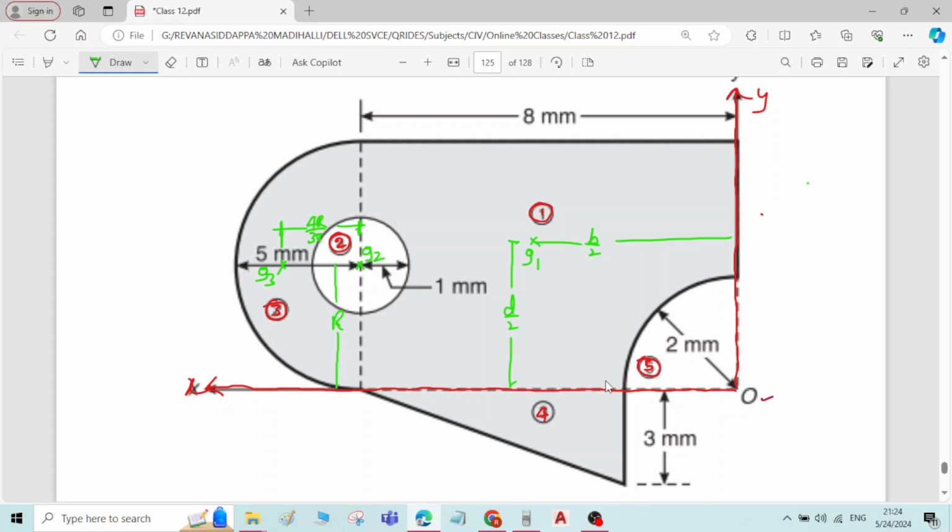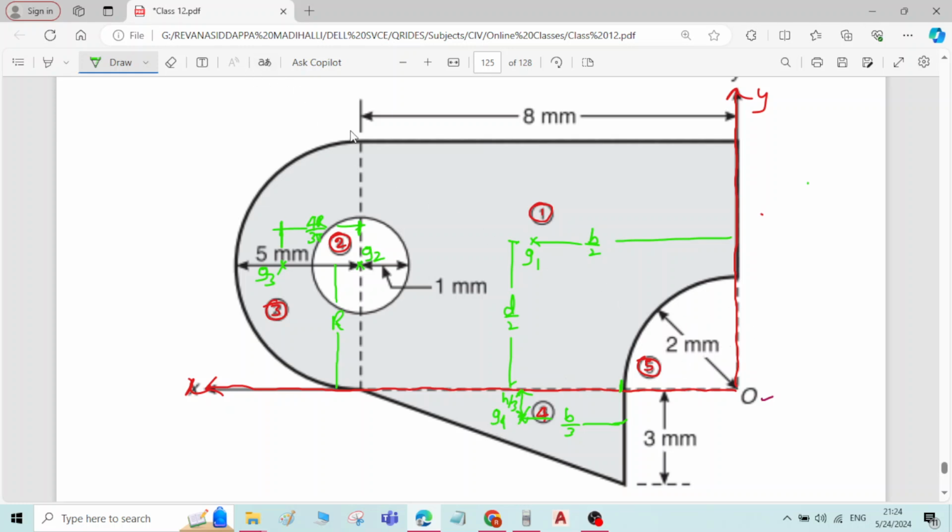Then for the triangle, if I take G4 as centroid, the x bar is b by 3, measured from the line. Let me write the formula here, b by 3 from the line. Again, this distance, from the x-axis, from the base of the triangle, is h by 3.